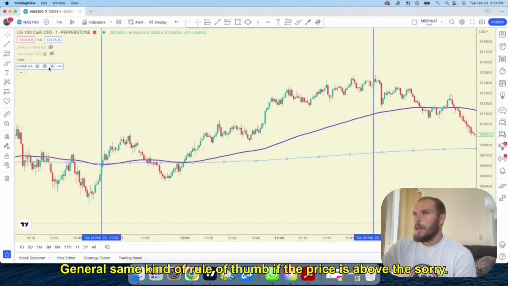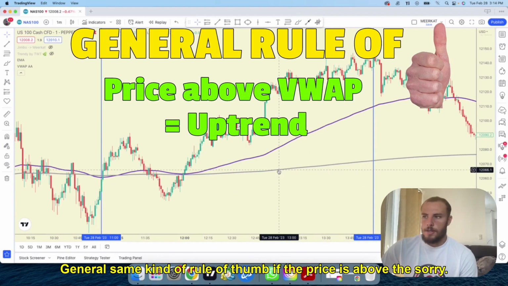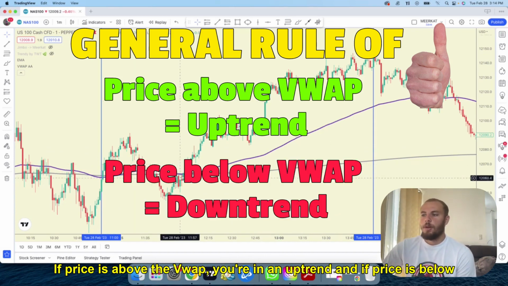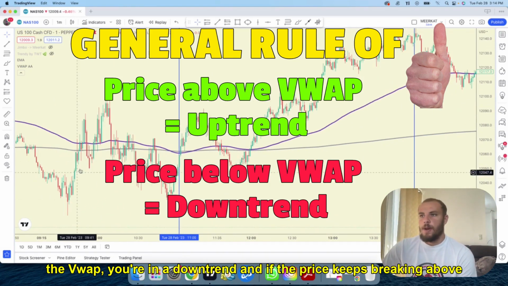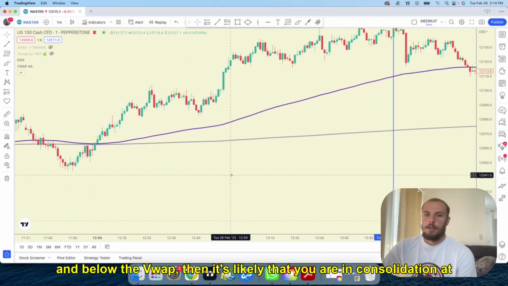There we go. Same kind of rule of thumb. If price is above the VWAP, you're in an uptrend, and if price is below the VWAP, you're in a downtrend. And if the price keeps breaking above and below the VWAP, then it's likely that you are in consolidation.